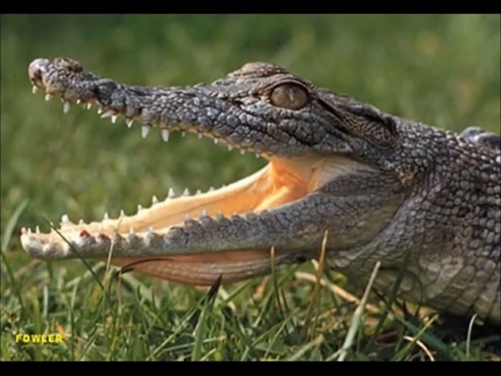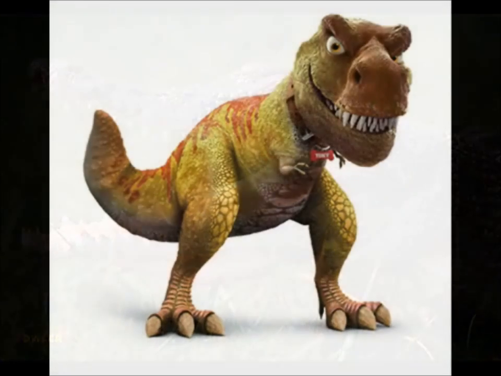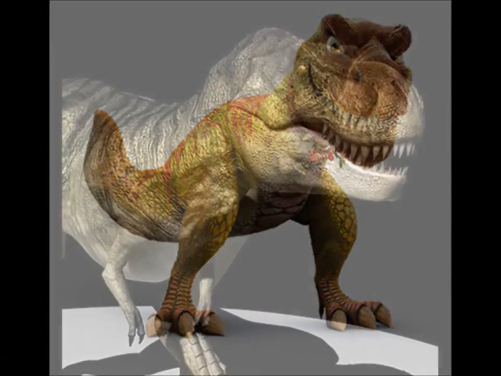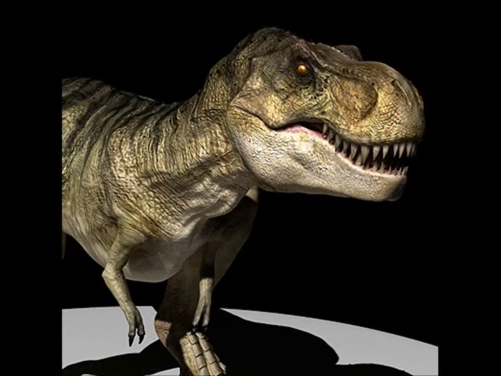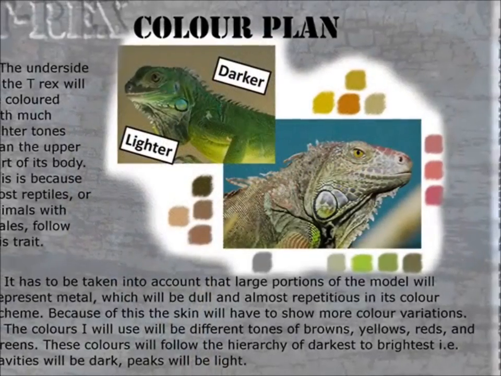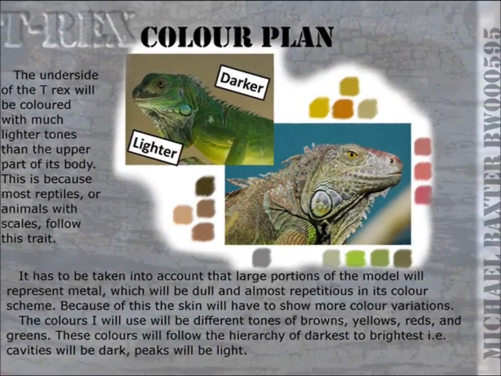The next small step I took in T-Rex's development was a little research into the colours that would be used in the texture. The main colours to be used were shades of green, yellow and red, with grey or bluish hues for metallic areas of geometry.